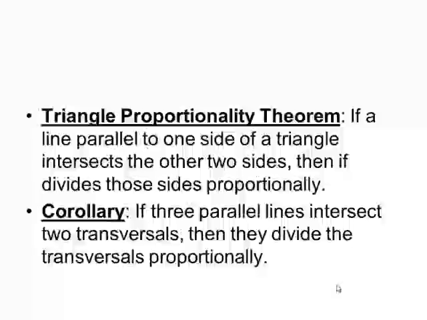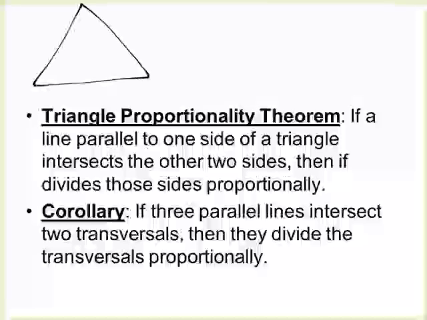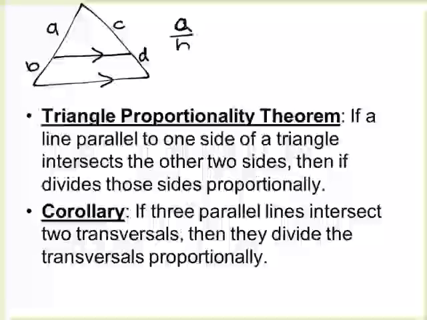So we're going to have a few theorems to help us out with this. The first one is the triangle proportionality theorem, which says if a line parallel to one side of a triangle intersects the other two sides. So our picture is we have a triangle, and there's a line that's parallel to one of the sides, and it touches the other two. Then it divides those sides proportionally. So that means that we could set up a proportion of A over B is equal to C over D.